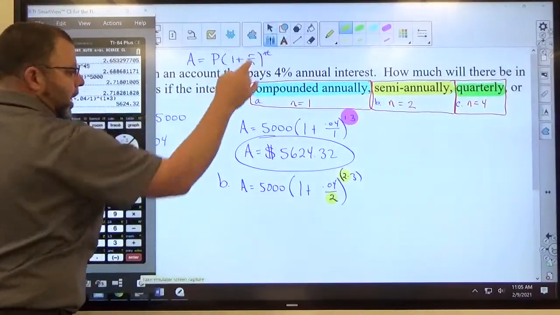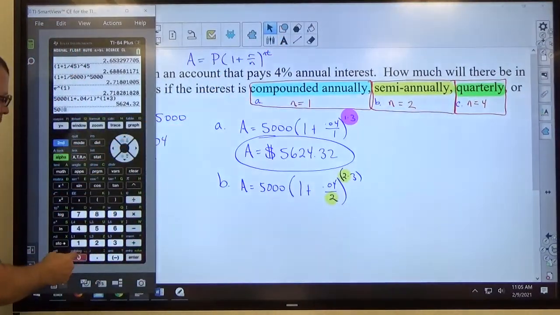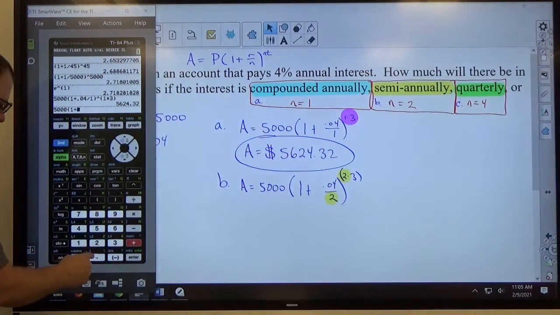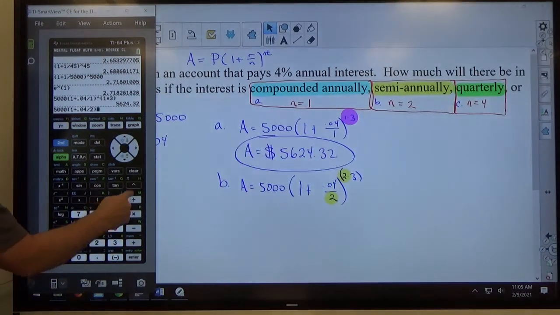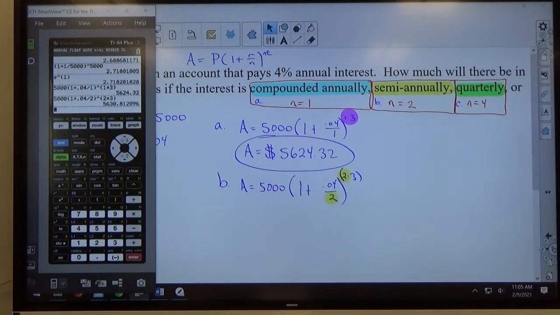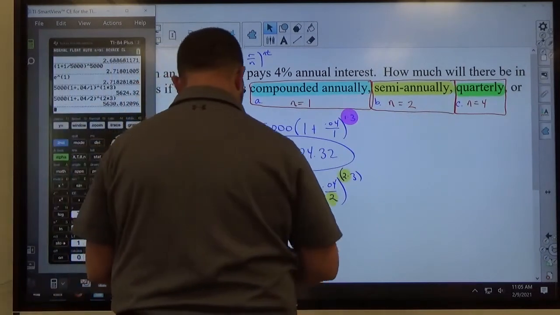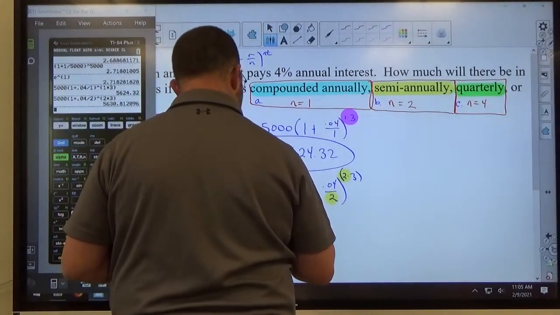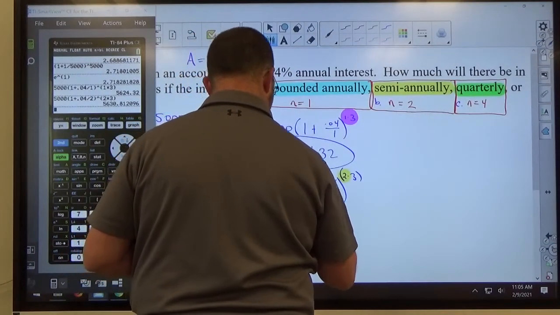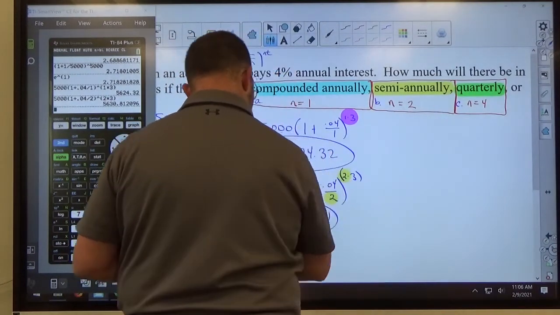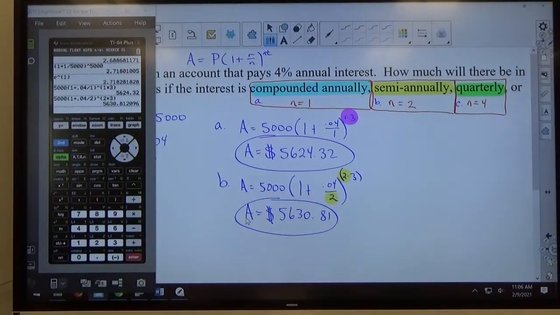Getting back to my calculator, again I'm going to type in exactly what I see: 5,000 parentheses 1 plus 0.04 divided by 2 parentheses caret parentheses 2 times 3 parentheses equals. That gets us $5,630.81, rounded to the nearest cent. Notice an extra $6.49, just by doing it twice a year at 2% each half year, as opposed to doing it once a year at 4%.